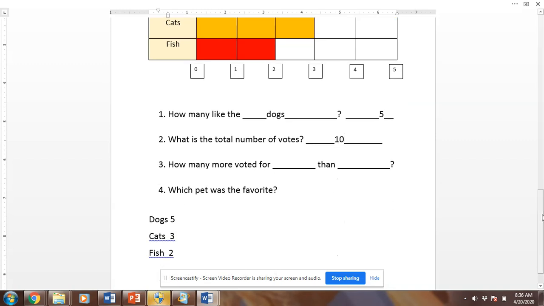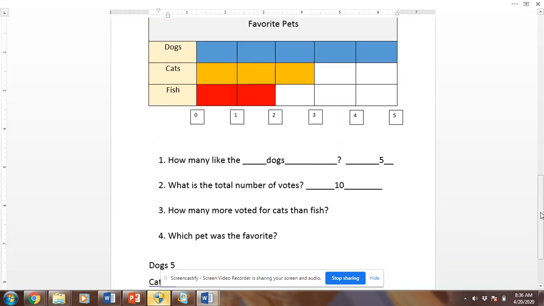Let's go down here. How many more? Oh, I love this one. So how many more voted for cats than, let's do fish? Well, let's go up here. We know that there were 3 that voted for cats, and we know that there were 2 that voted for fish. So when we're doing how many more or how many less, we know we have to subtract.